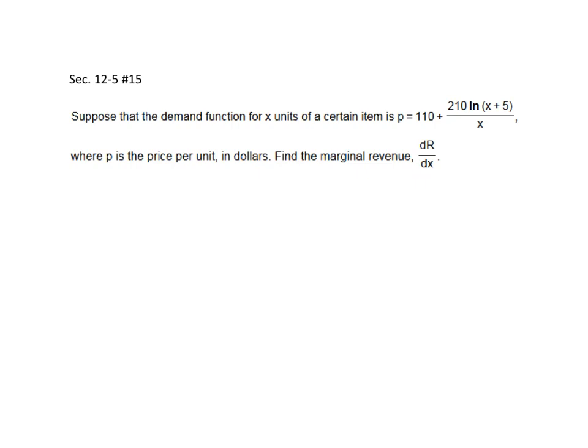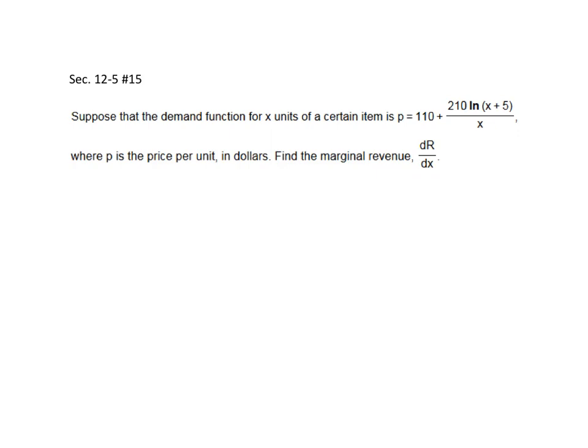Okay, here we have a section 12.5 problem, number 15. Says, suppose that the demand function for x units of a certain item is P equals 110 plus the fraction 210 ln of the quantity x plus 5, all divided by x. And P is the price per unit in dollars.